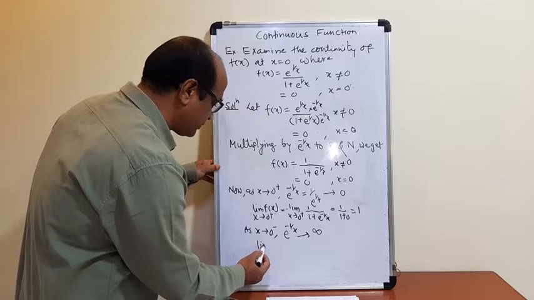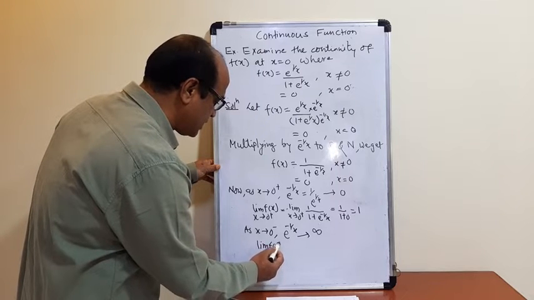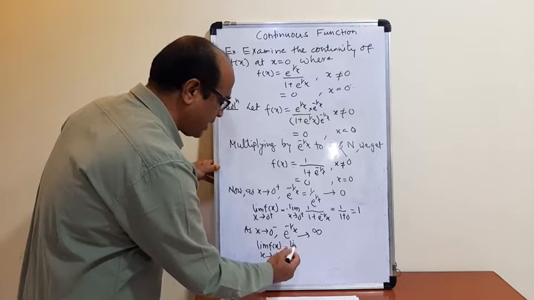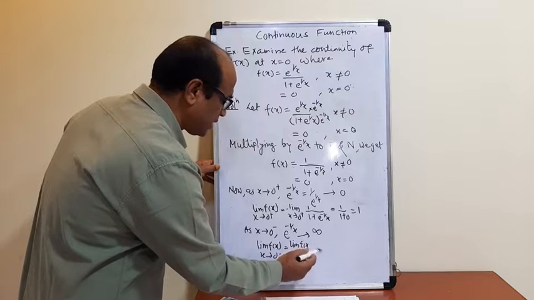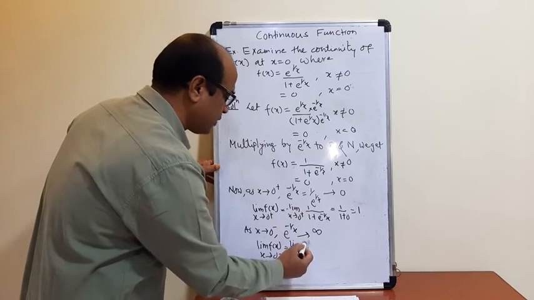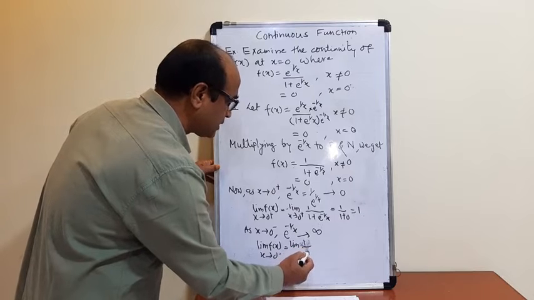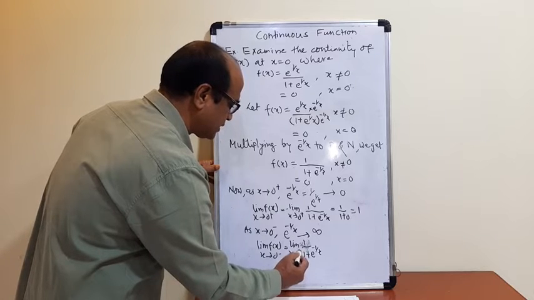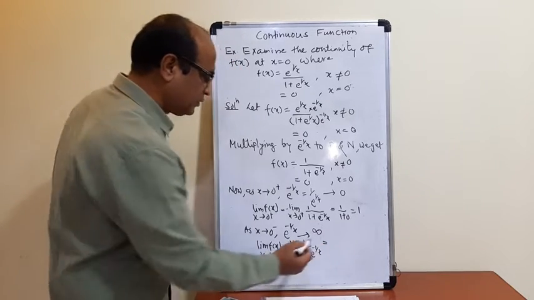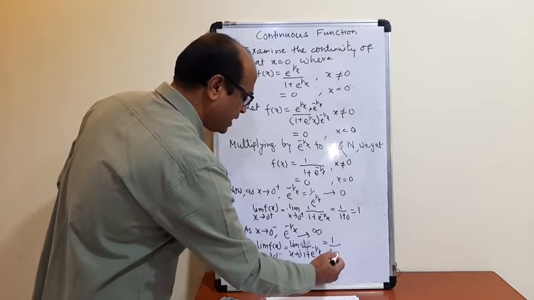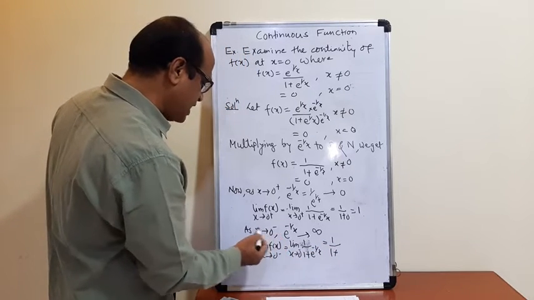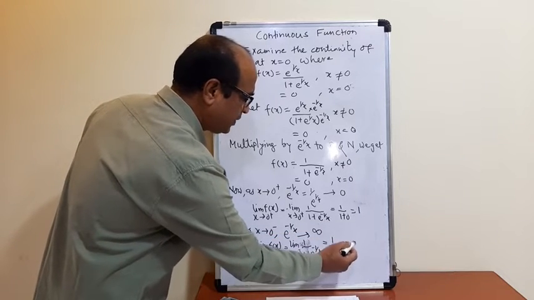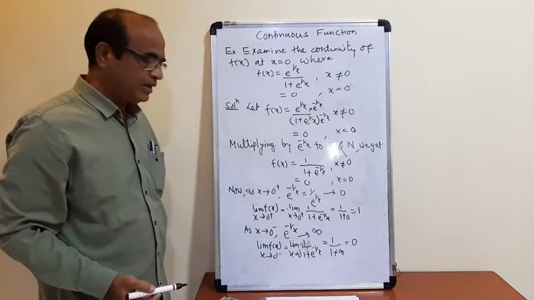So the limit of f(x) as x tends to 0 minus is equal to the limit of f(x), so what is the function? 1 upon 1 plus e raised to minus 1 upon x as x tends to 0 minus, is equal to 1 upon 1 plus, so what is this? As x tends to 0, this tends to infinity. So this is 1 upon infinity, so that is 0.